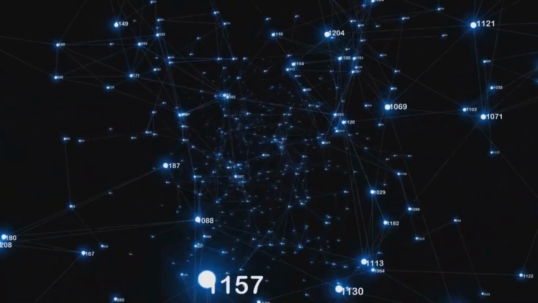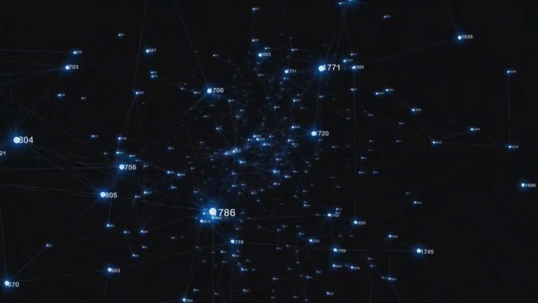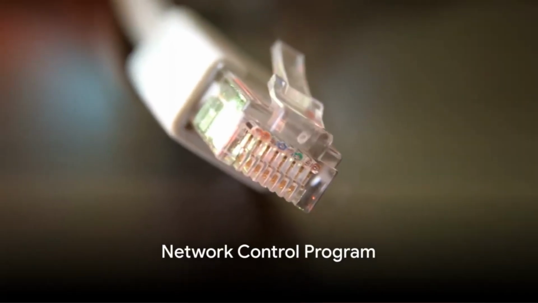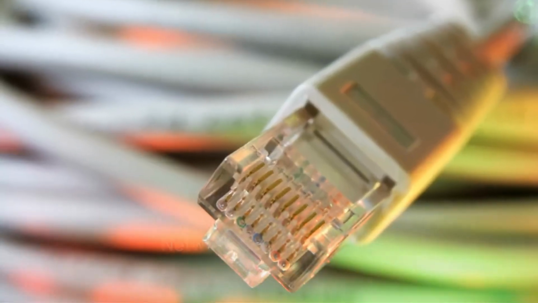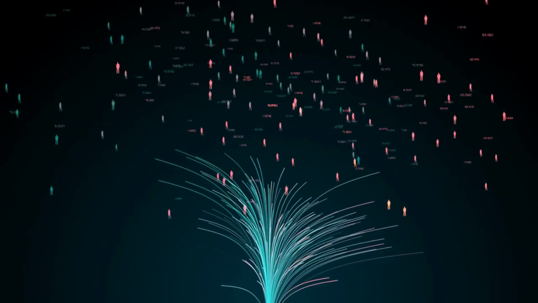But there was a problem. How could these separate networks talk to each other? The solution was a protocol known as Network Control Program, or NCP. It was like a translator, allowing these different networks to understand each other and share information.